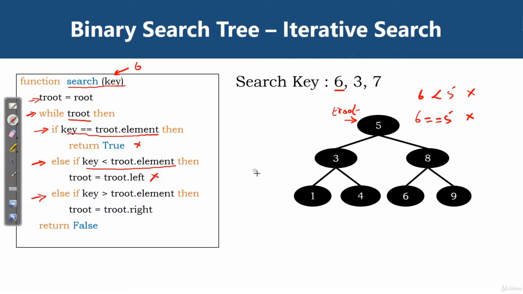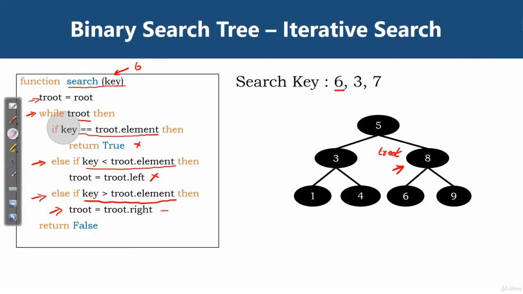Then we have the else-if statement, which checks the condition that the key is greater than the element within the node. That is, 6 is greater than 5. This condition is true. So the statement troot equal to troot.right will be executed. This statement will move the troot reference to the root of the right subtree. So troot was pointing to node 5. Now troot will be pointing to node 8, that is the root of the right subtree.